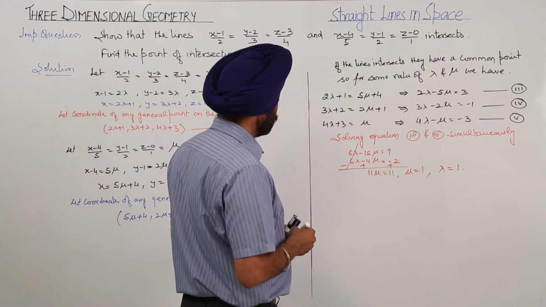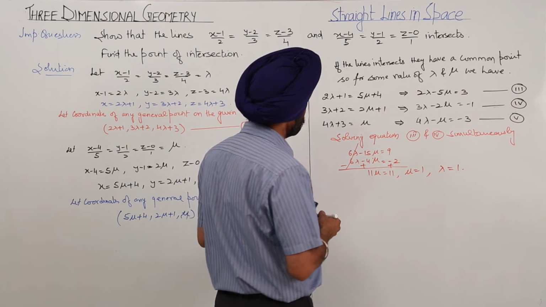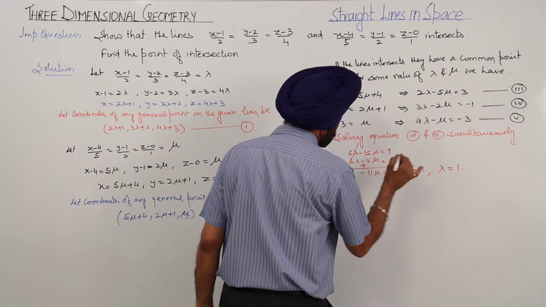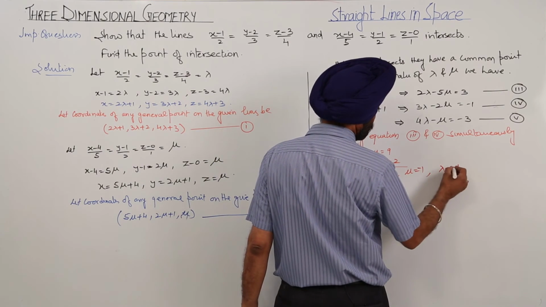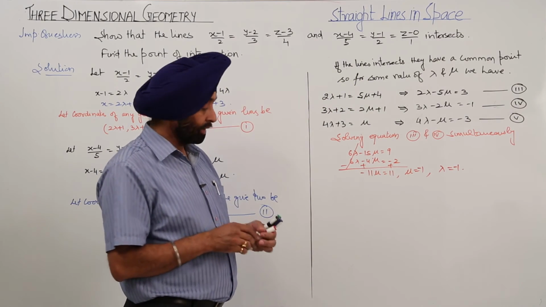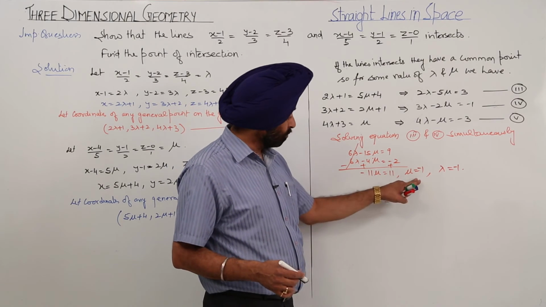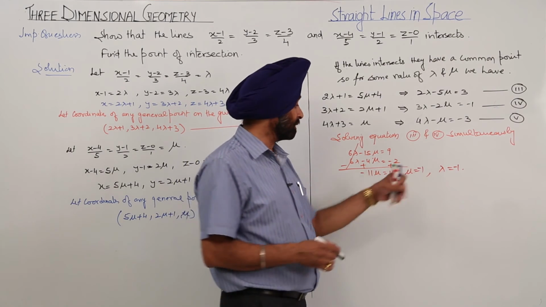I am sorry, it is negative. So mu and lambda both are negative. There was a little mistake here. So we have mu = minus 1 and lambda = minus 1.